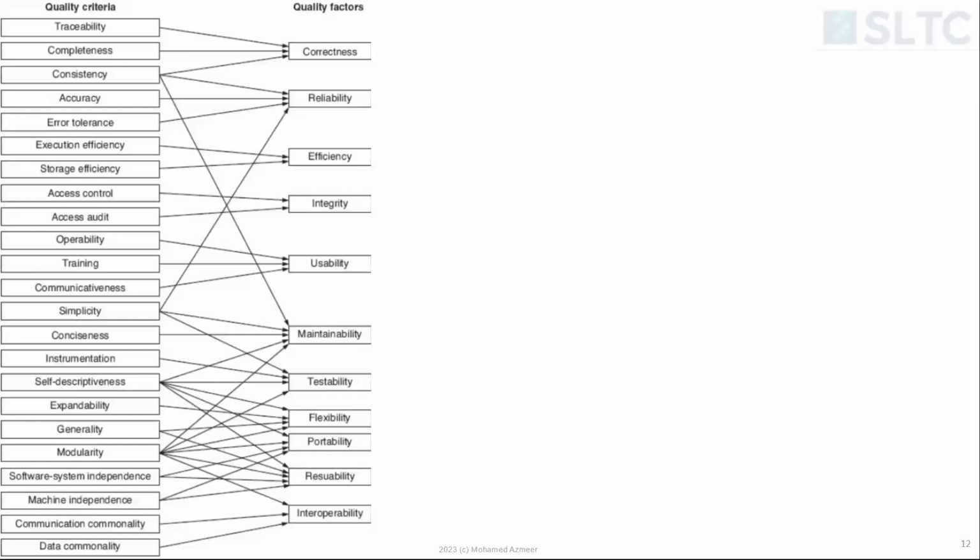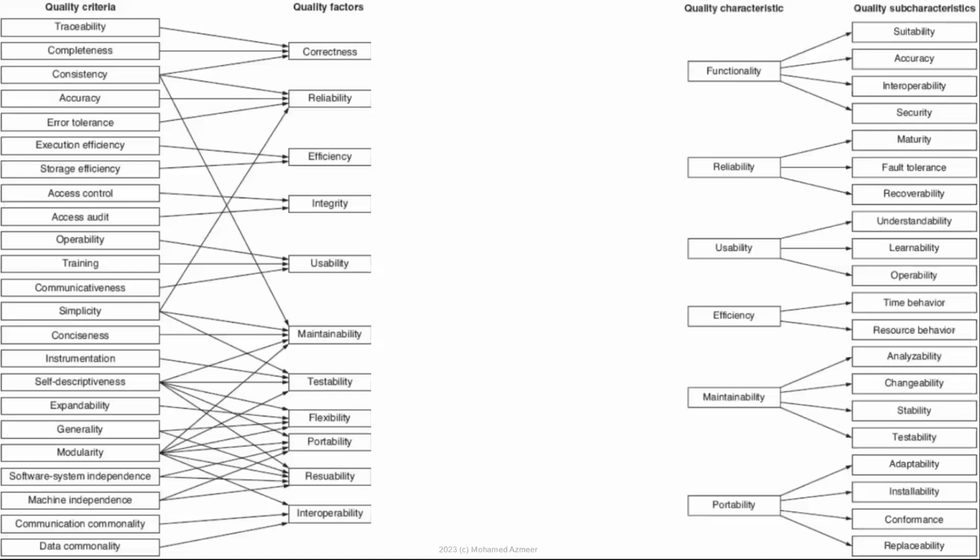Whereas for reliability, we have four arrows coming, isn't it? We have consistency, accuracy, error tolerance, as well as simplicity. Right? If the product is very complex, then we also have a problem in reliability. So likewise, a lot of things are interconnected here. So this is where we are looking at quality criteria with quality factors.